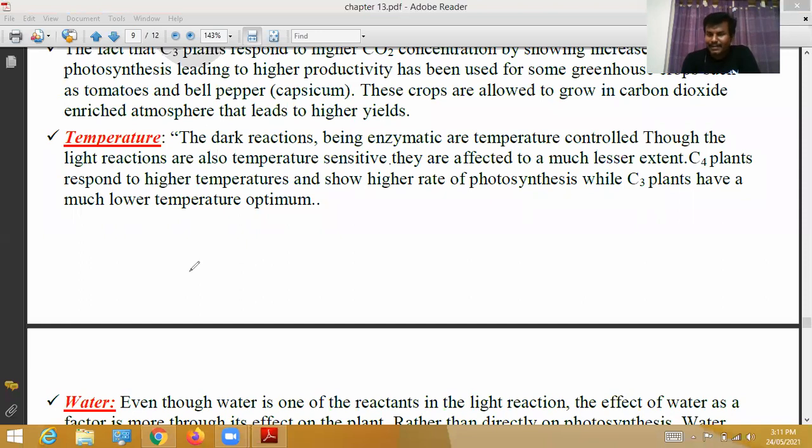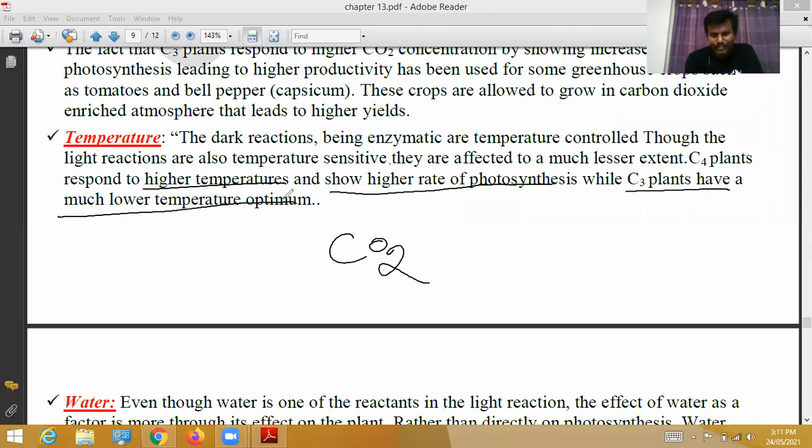Okay, so temperature, carbon dioxide, light, everything has a suboptimal level. Beyond the optimal level, if it is increased, or below optimal, if it is decreased, photosynthesis is affected. C4 plants can respond to higher temperature and show a high rate of photosynthesis. If they respond to high temperature, here the carbon dioxide content is really more. While C3 plants have a much lower temperature optimum.